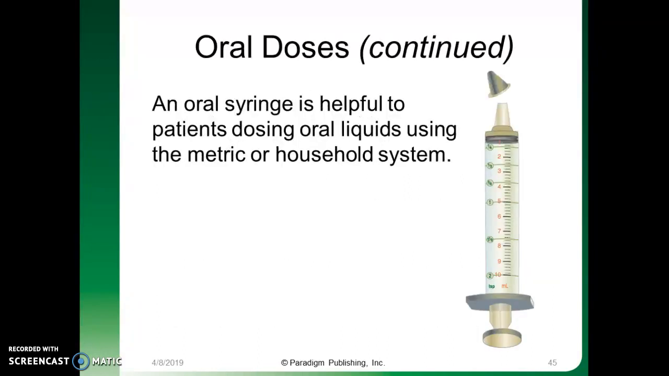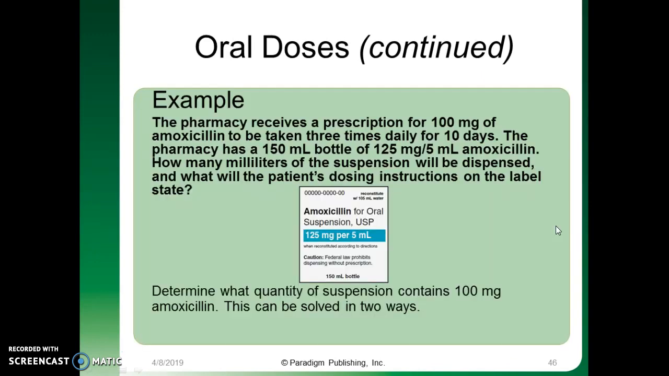Oral syringes are helpful to patients using oral liquids, using the metric or household systems. So like we stated before, sometimes a syringe would be dispensed along with the medication, and it'll have both metric and household measurements, so teaspoons and milliliters.